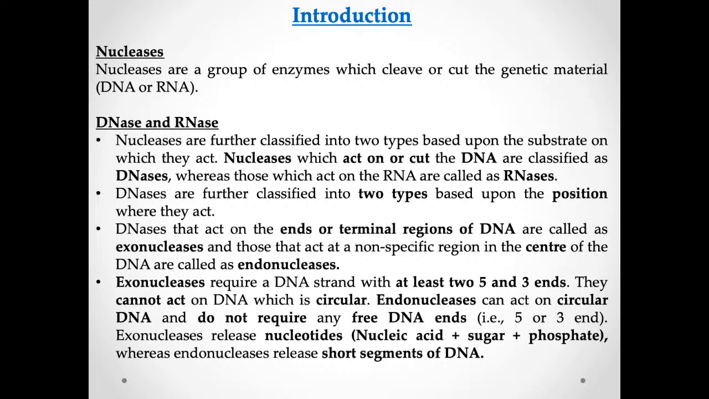There are two types of classification. DNases act on the ends or terminal region of DNA. If they cut at the end part of your DNA, that's called exonucleases, and those that cut at a non-specific region in the center are called endonucleases. Exonucleases require DNA strands with at least 5' and 3' ends, and they cannot act on DNA which is circular. Endonucleases can act on circular DNA and do not require any free DNA ends, right? Whereas exonucleases release nucleotides, like nitrogenous base, sugar plus phosphate, whereas endonucleases release short segments of DNA.